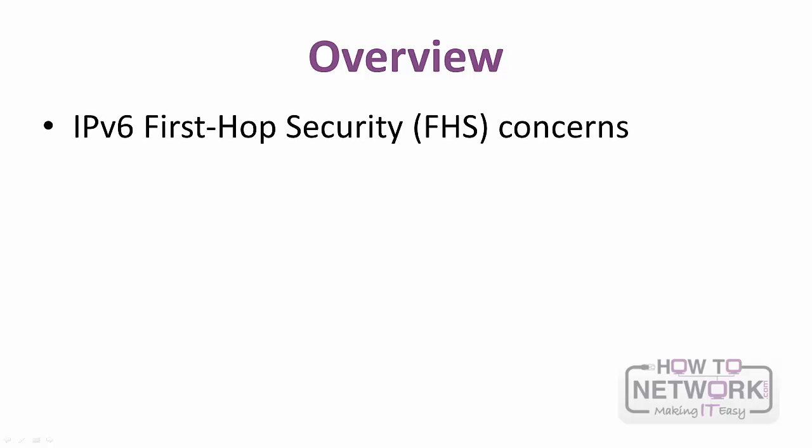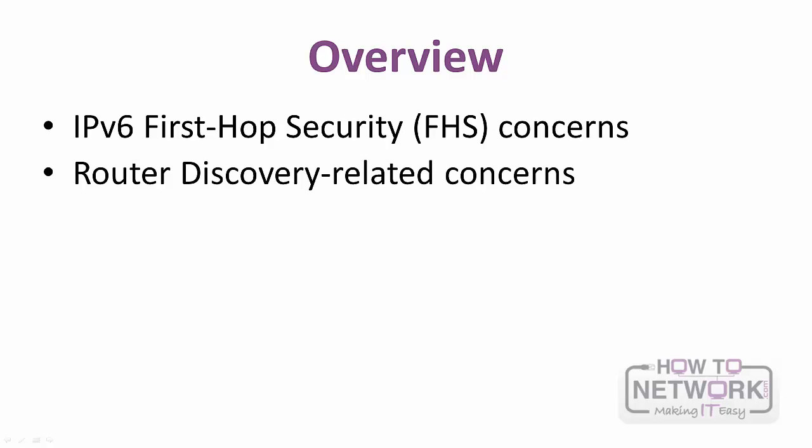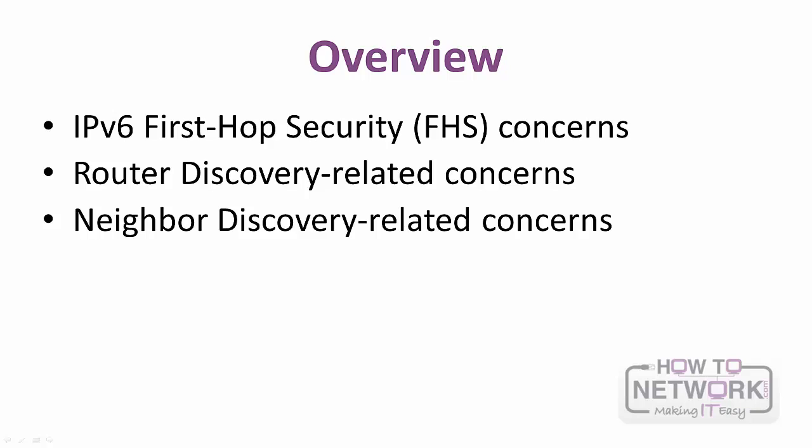This lesson identifies the IPv6 first-hop security concerns associated with router discovery, neighbor discovery, and DHCPv6. Each concern has a dedicated section that summarizes the threat and provides figures to help illustrate the steps involved in an attack. Mitigations are beyond the scope of this course.